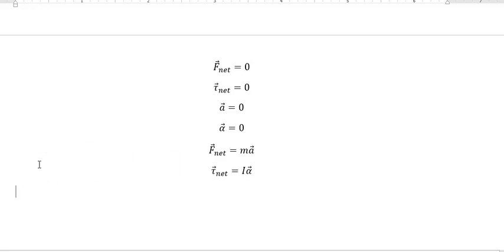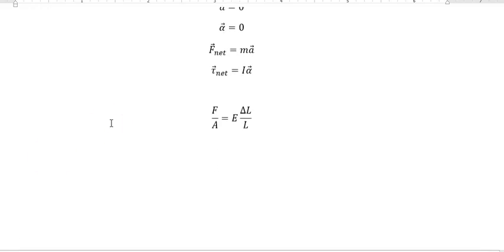All right. So the other things that are in this chapter, we have F over A is E times delta L over L. What does this mean? Force per unit area is stress, right? So the modulus for stress, which we call Young's modulus, times delta L over L, right? Straightforward, pretty simple.